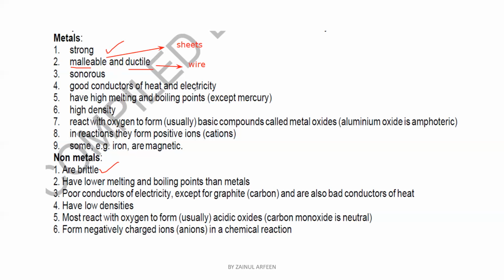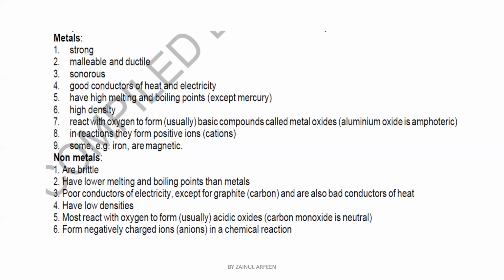They are good conductors of heat and electricity. So when you heat one end of the metal, the heat energy can easily transfer to the other end. So they are good conductors of heat as well as electricity. They have a high melting point and boiling point, except for one exception, that is mercury.